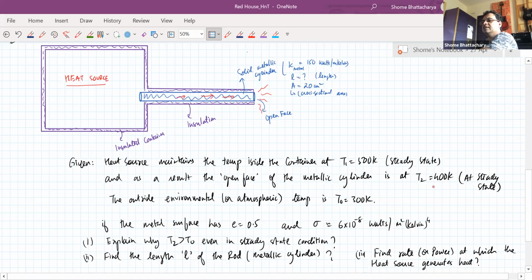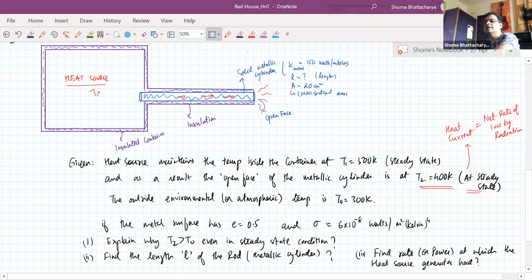Okay, so the steady state condition here, this T2 equal to 400 Kelvin steady state, it means that the heat current because of conduction coming into that open face must be balanced by the net rate of heat loss by radiation. Okay, so just apply that concept now and try to work out what will be the length of the rod.